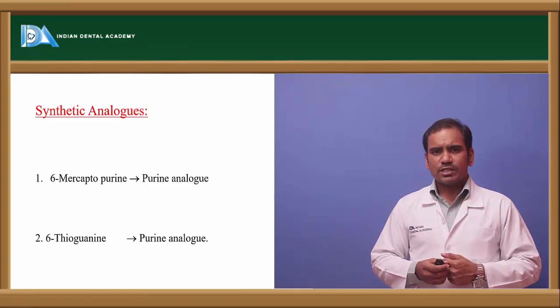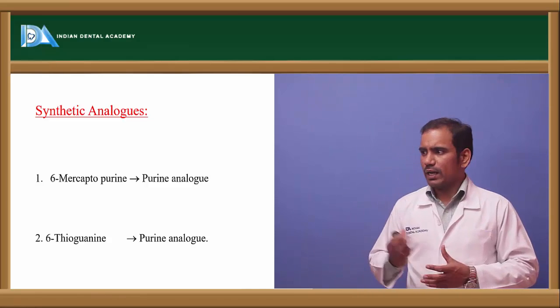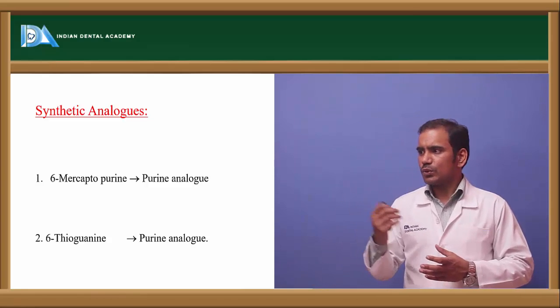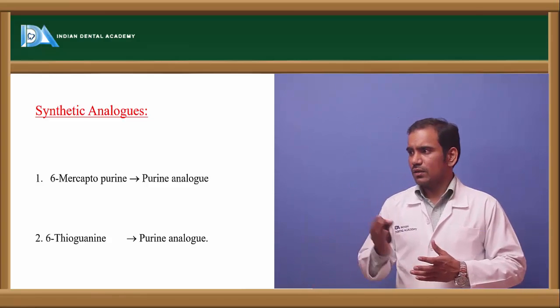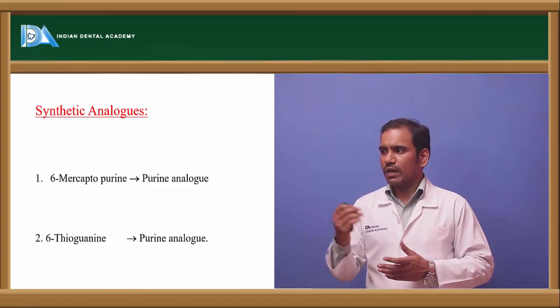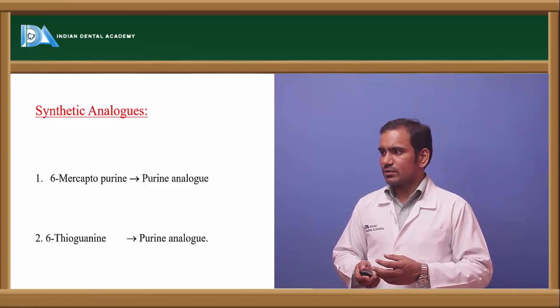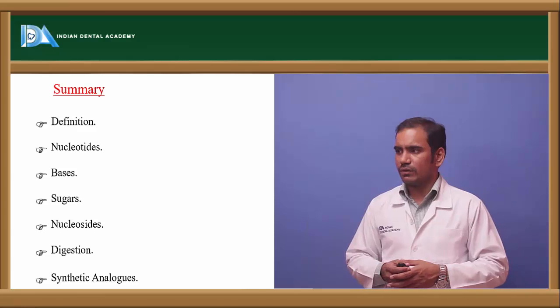And there are some synthetic analogues like mercaptopurine and thioguanine. They have clinical significance. These two synthetic analogues are used in the treatment of cancer. These two are purine analogues, mercaptopurine and thioguanine. These two are synthetic preparations, that's why we call them synthetic analogs, and they have some clinical significance.